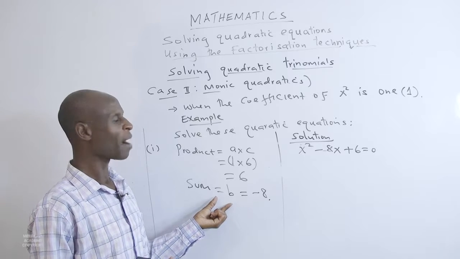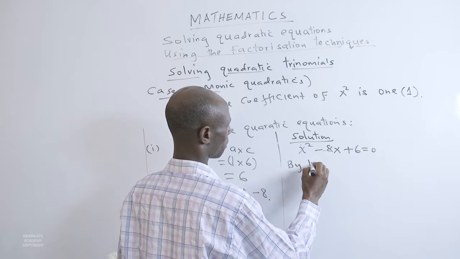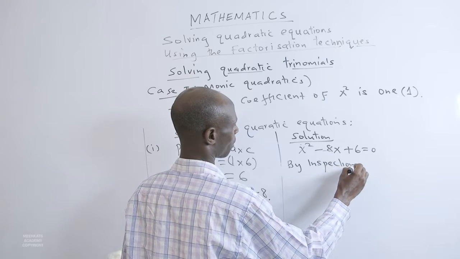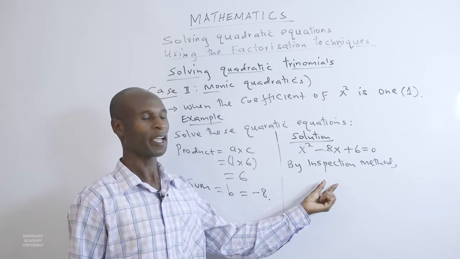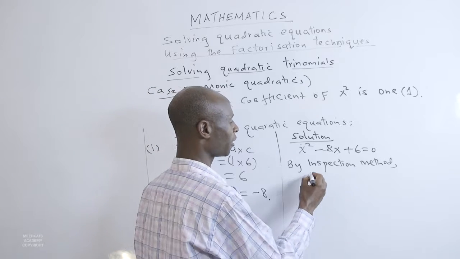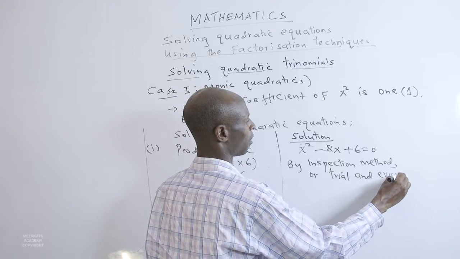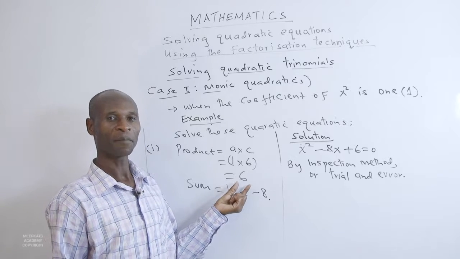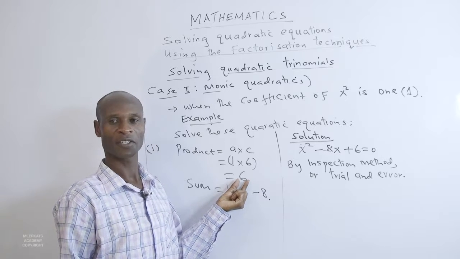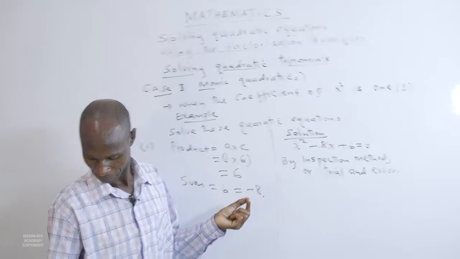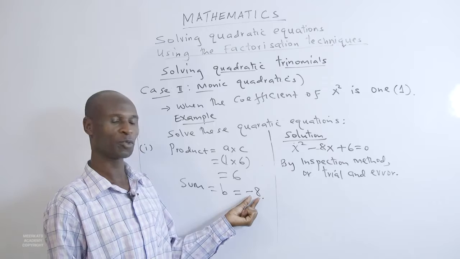We look for those numbers by inspection method. We also call it trial and error, inspection or trial and error. So if we use trial and error, we start by multiplication. What are the factors that will give you 6? Factors of 6 that will add up to -8.